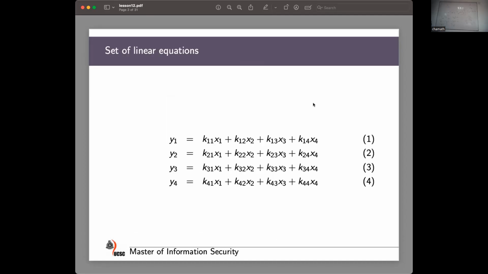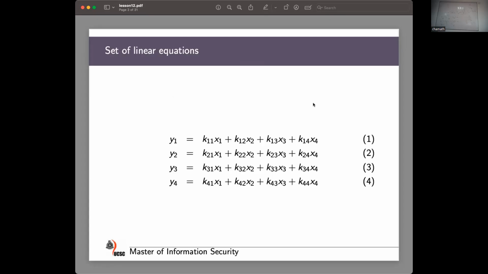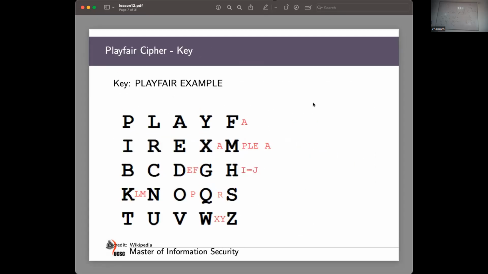So why can't we use, say, 2 letters at a time? If you use 2 letters at a time, we should be better off. One way of doing this is called the Playfair cipher. In the Playfair cipher, you have a key, and the key is represented as a 5 by 5 square. The key I'm going to use is Playfair example.